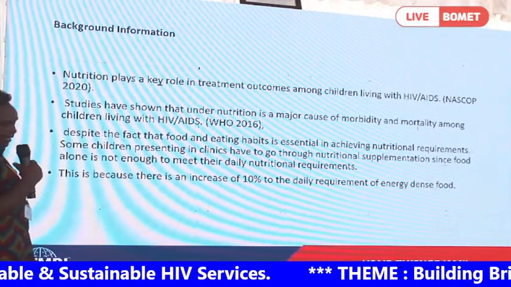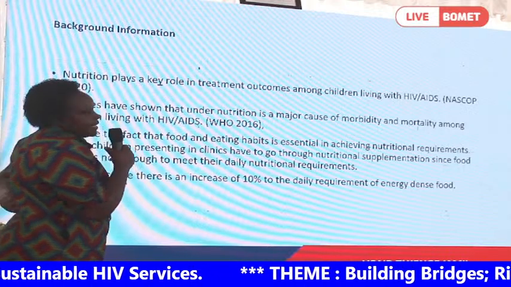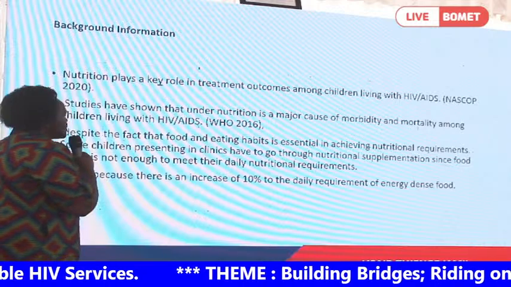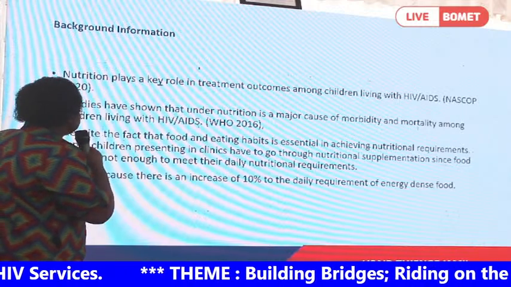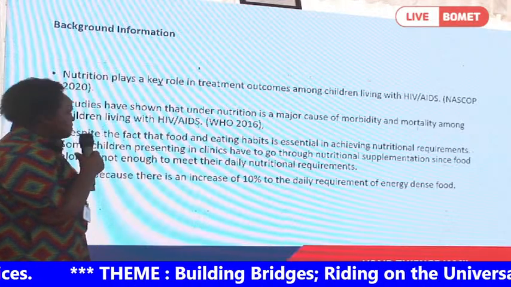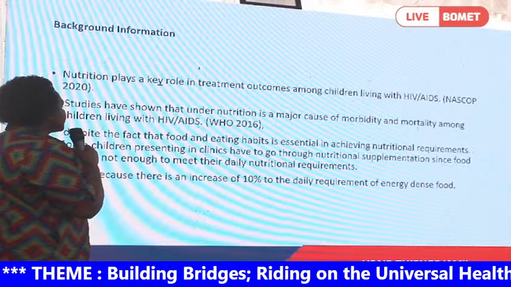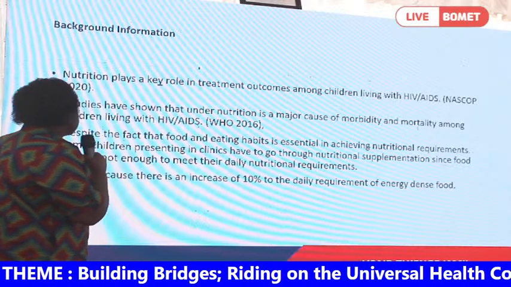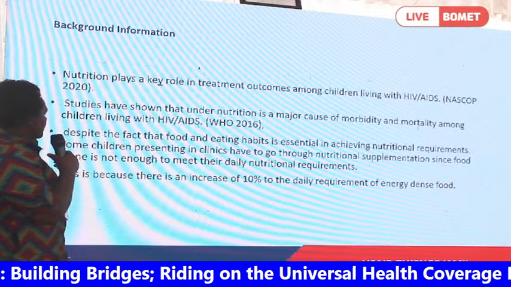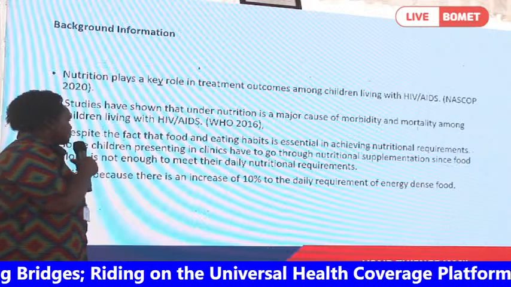The background is that nutrition plays a key role in treatment outcomes among children living with HIV, according to NASCOP 2020. Studies have shown that undernutrition is a major cause of mortality and morbidity among children living with HIV and AIDS. Despite the fact that food and eating habits are essential in achieving nutrition requirements, some children presenting in clinics have to go through nutrition supplementation since food alone is not enough to meet their daily nutritional requirements. This is because there is an increased rate of 10% in the daily requirements of their energy dense food.